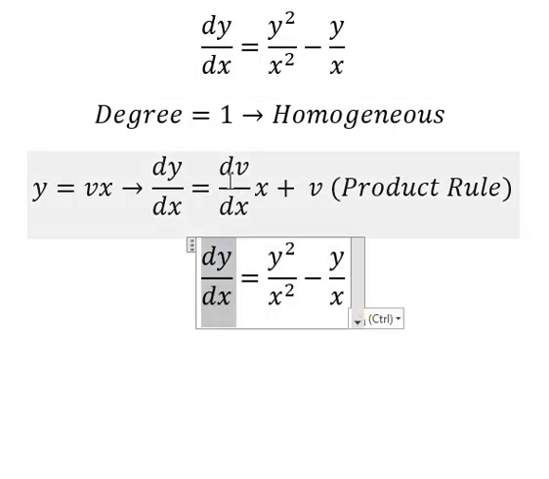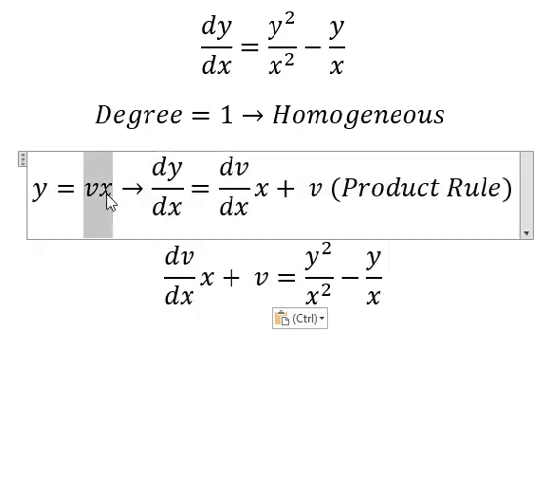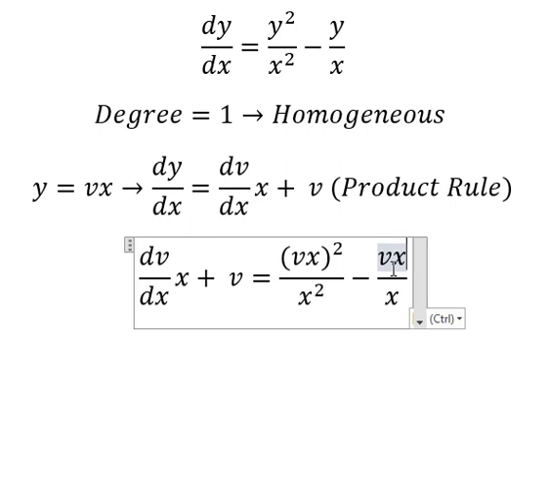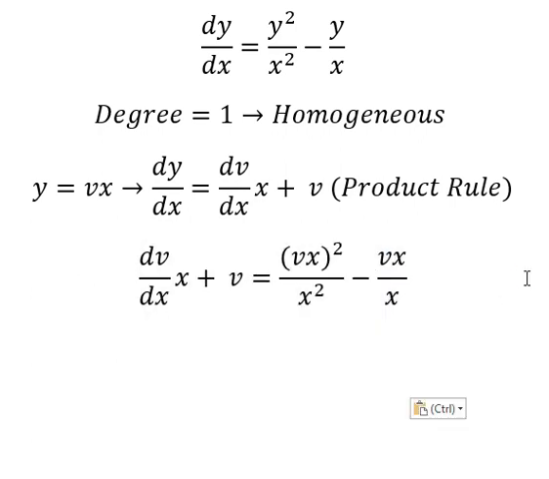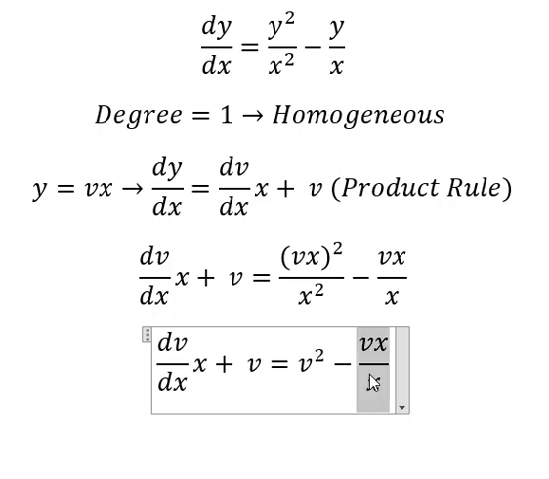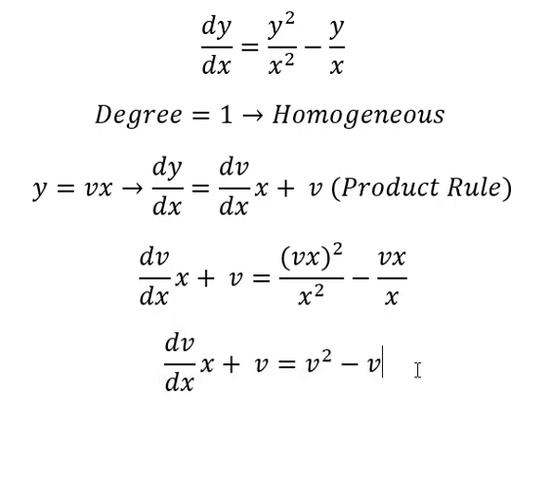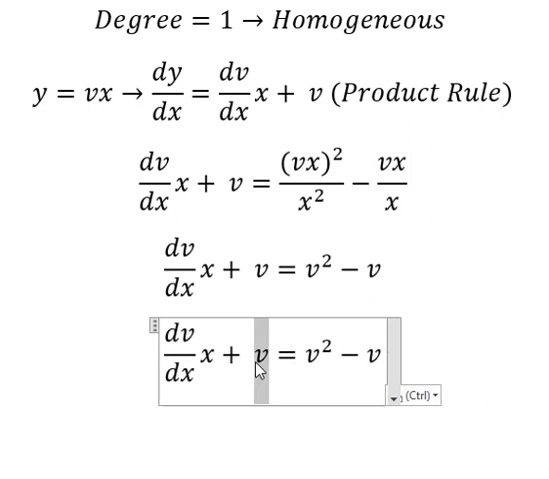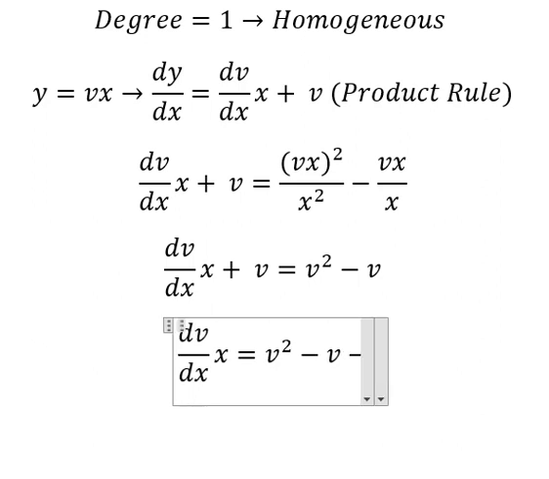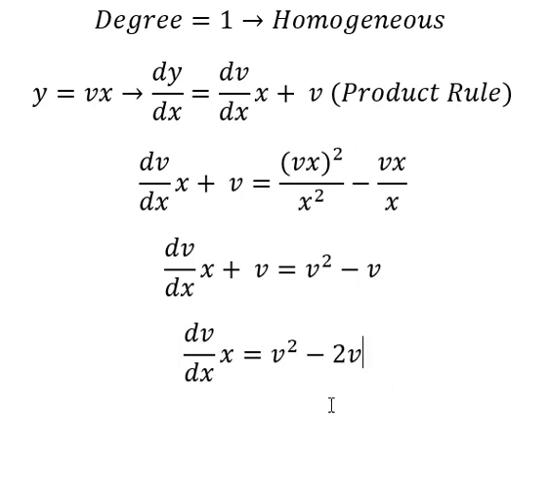So this one is about this one. Y we change for vs. So we simplify and we got v square minus v. Next, I will put v go to the right, and we have negative 2v.